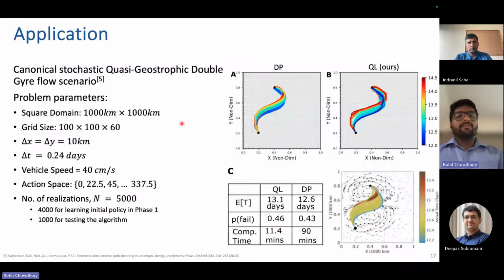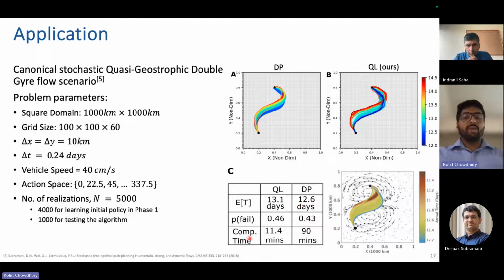Now, based on this philosophy or methodology, we have this experiment where, for the double gyre flow scenario, we've compared how the trajectories for our QL-based model compare with the benchmark dynamic programming method. We see that qualitatively, of course, they look very similar, and quantitatively, the amount of time required for the agent to reach the target for our case is 13.1 days compared to 12.6 days for dynamic programming, which is a minor trade-off in performance.